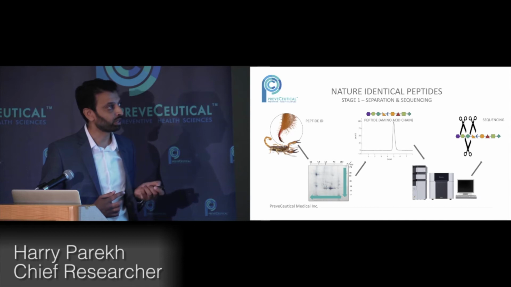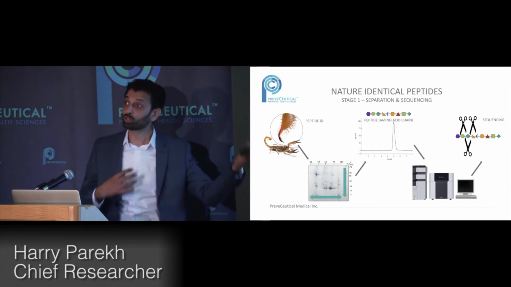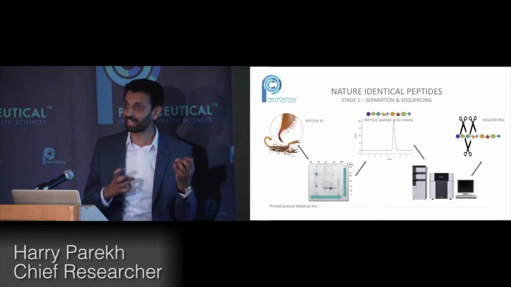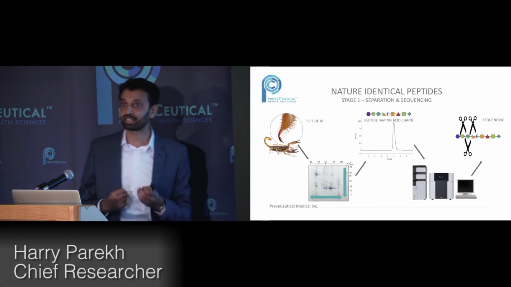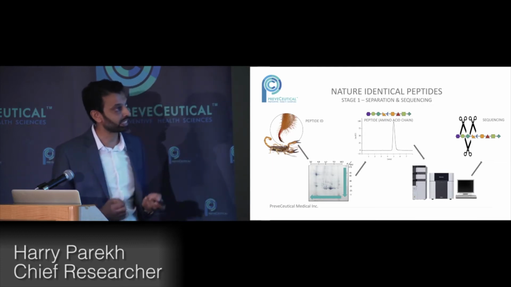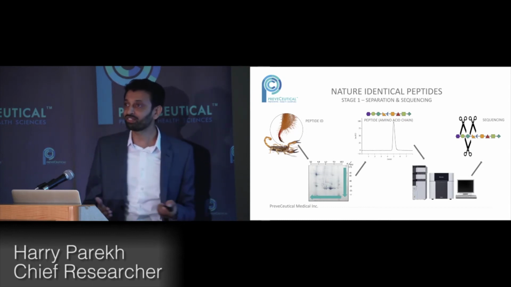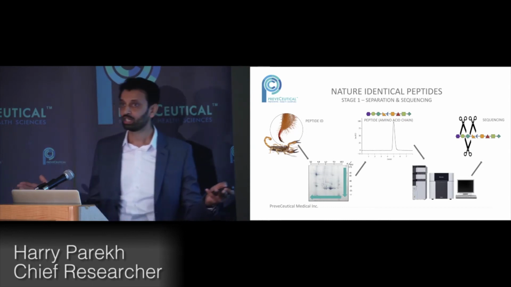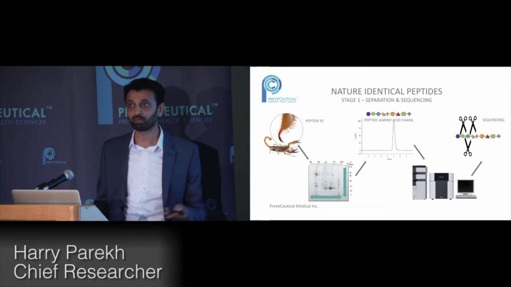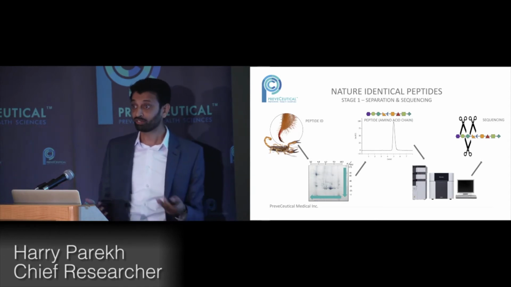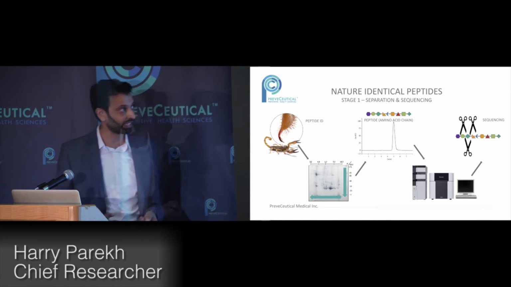By doing that, the actual component that falls off is analyzed, and then we detect which of the amino acids that is. We do that in a sequential fashion until we get to the end of the peptide. And by the end of that, we have a blueprint for that given peptide. And we repeat that procedure for all of the peptides which we're going to be isolating.